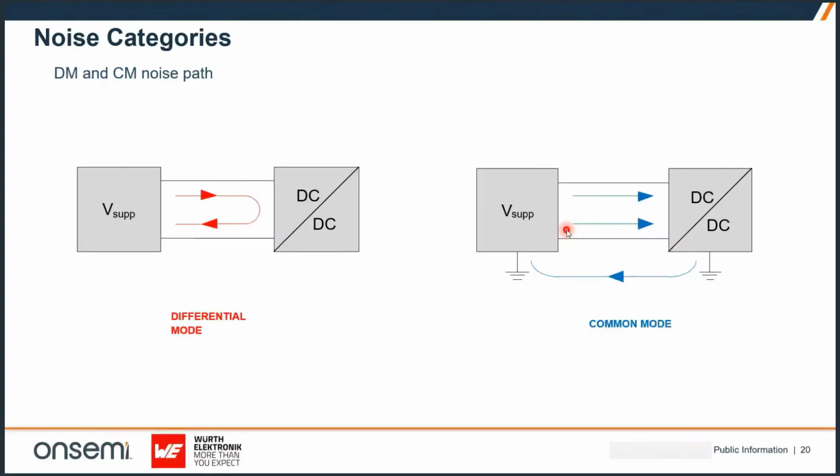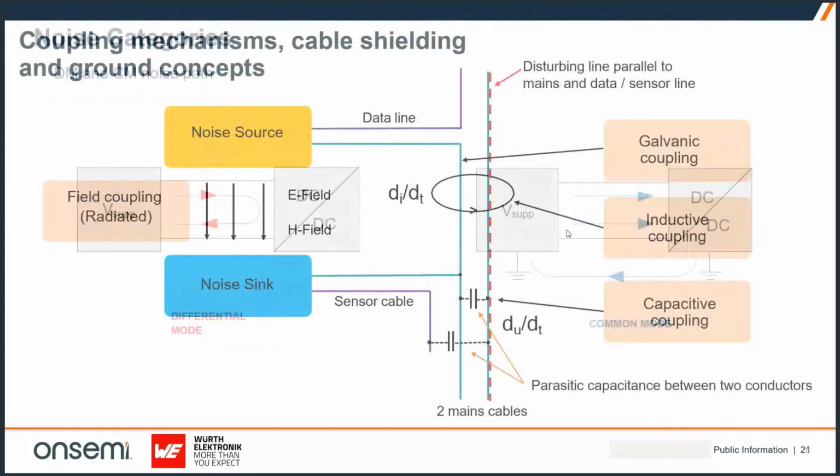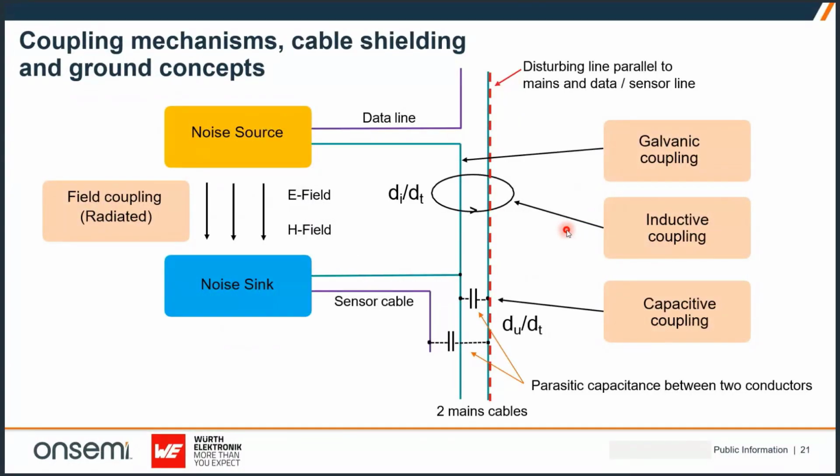How these kinds of noises come into the application, we can see a lot of coupling mechanisms in a very simple circuitry, where we can see here, if we have a noise source connected with the data line, with the power line, and close to it there is another component that can be affected by it. So we see many coupling mechanisms here. On the right side, we can have a galvanic coupling if we have a common impedance on the power line. And that's one type that can happen.